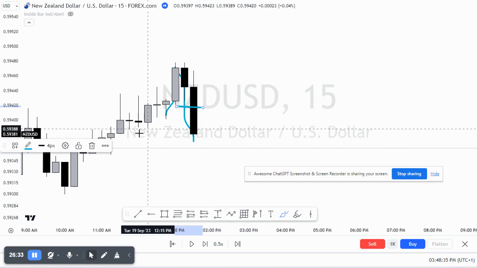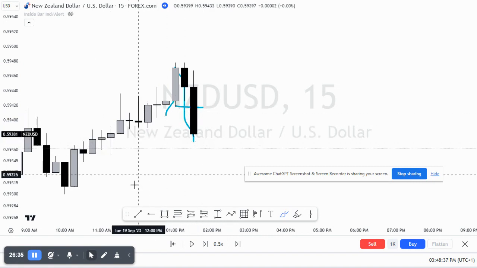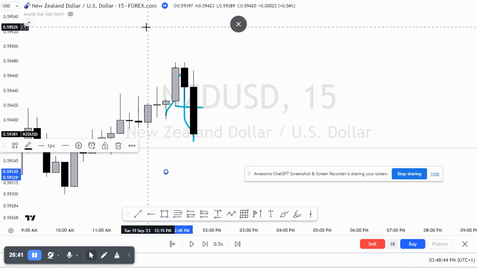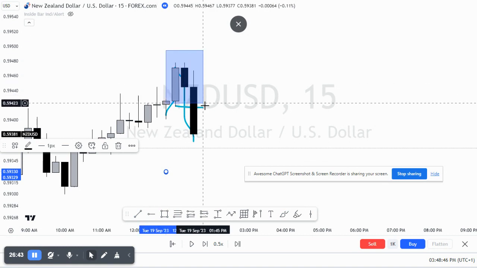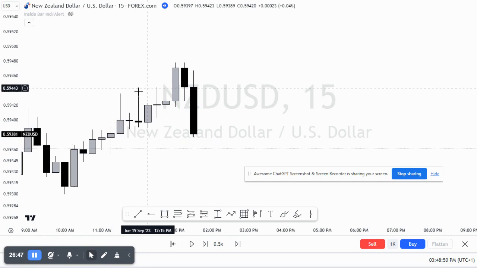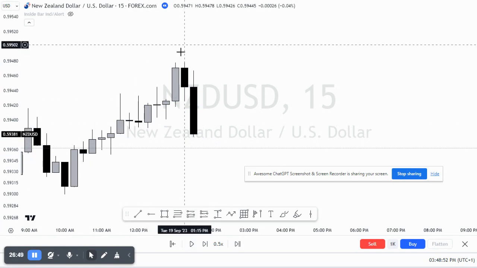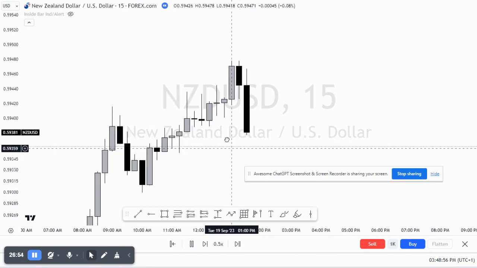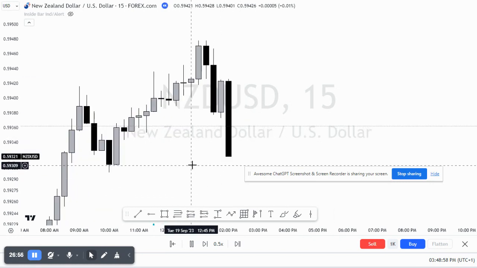I hope this is making sense. You have to watch this over and over to understand this concept. This is very important. This is the most important thing when it comes to this system. So let's keep watching and see what's happening next in this market.